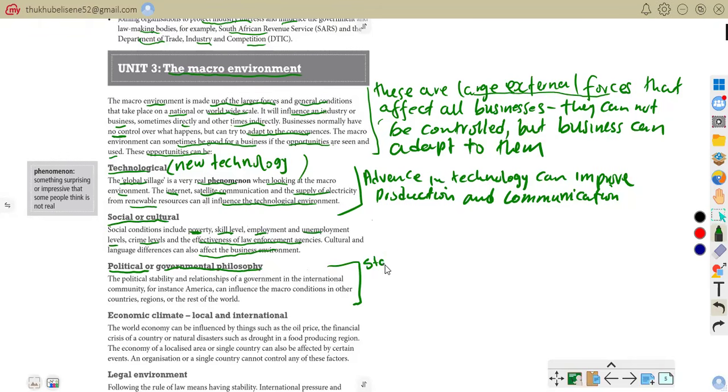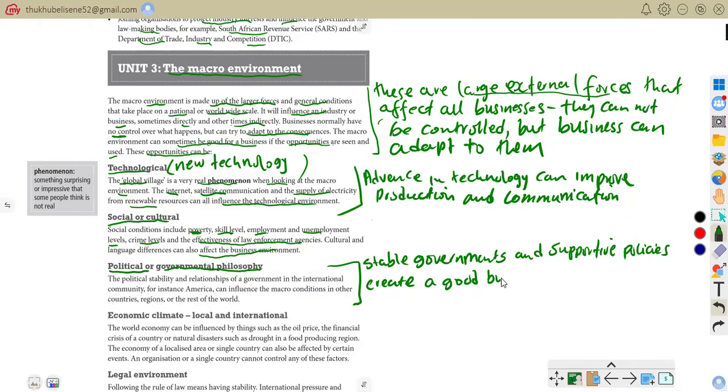As we are saying, stable government and supportive policies create a good business, while instability can disrupt operations.